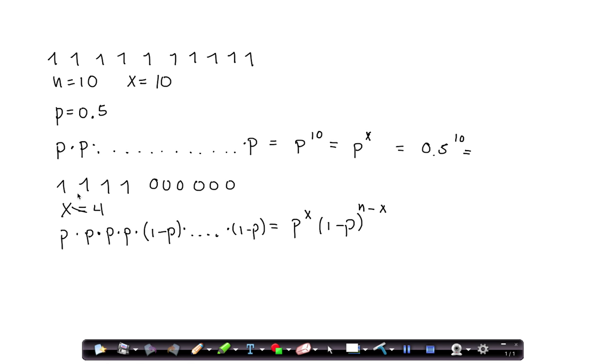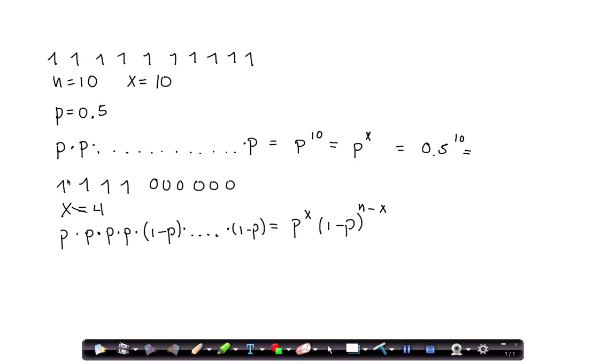I'd note that this combination gives me 4 heads and 6 tails. But I could have other representations where I also would have 4 heads and 6 tails. That could, for instance, be 0 here, 0 here, 1, 1, 1, 1, and zeros for the rest of them.